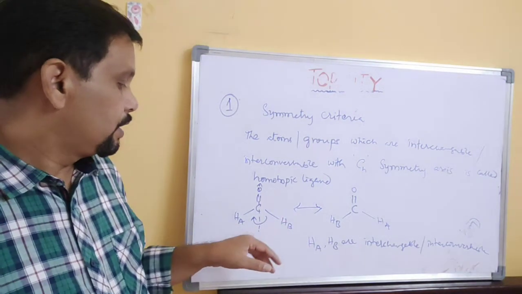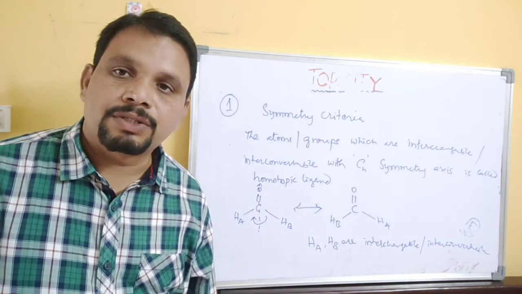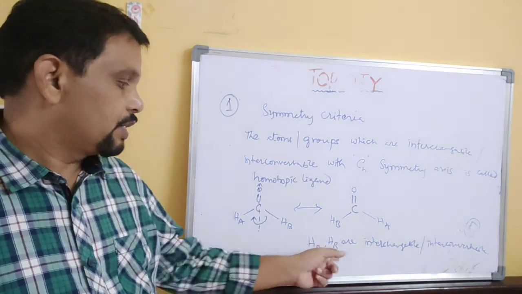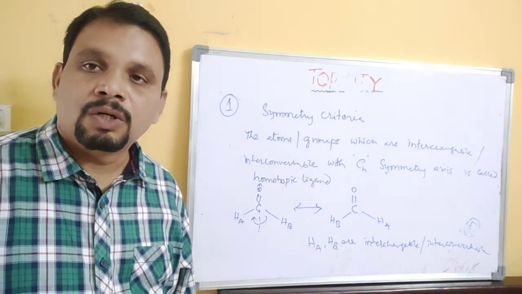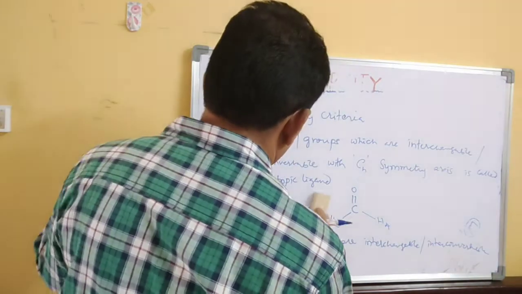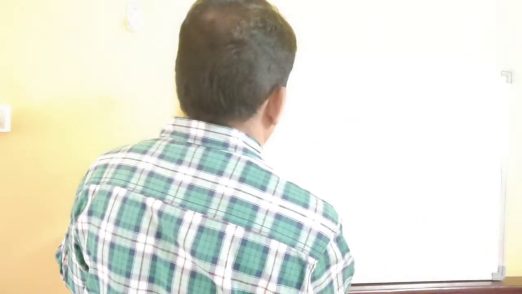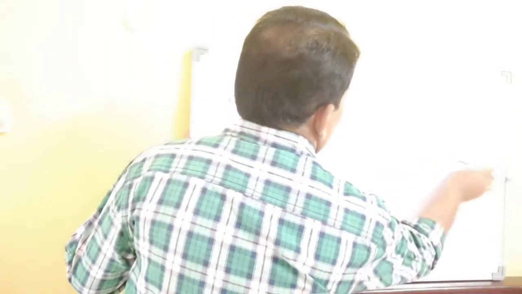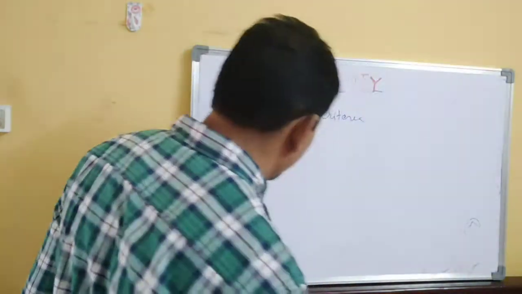Therefore, these HA and HB are homotopic ligands. These HA and HB ligands or atoms are homotopic ligands. So in this way you can find out homotopic ligands.